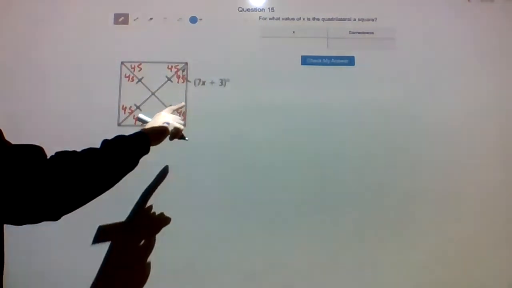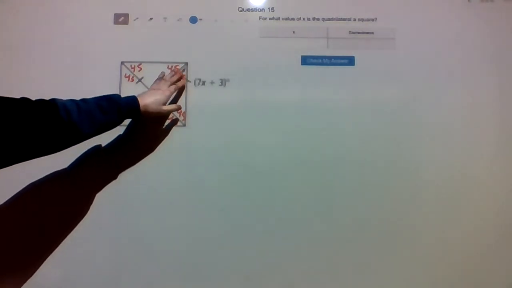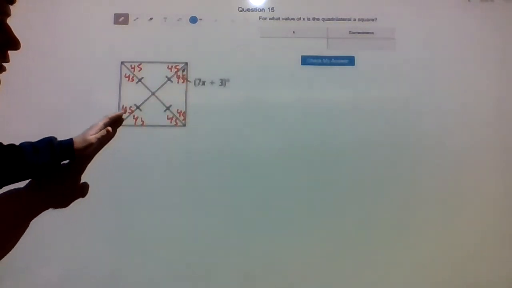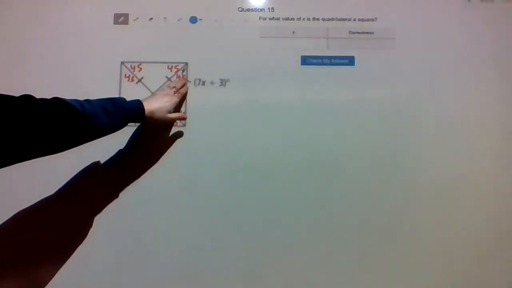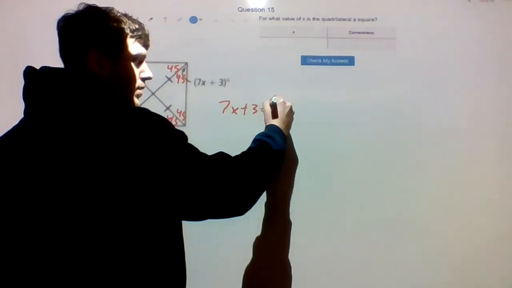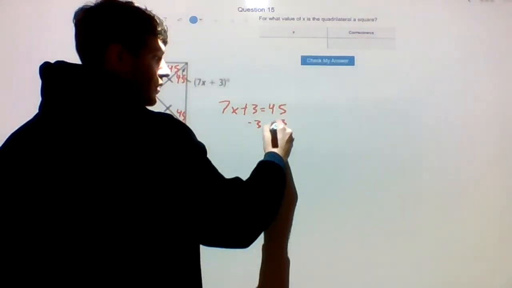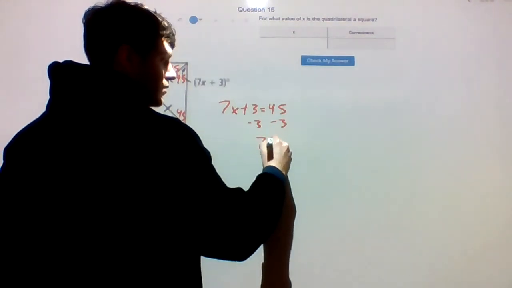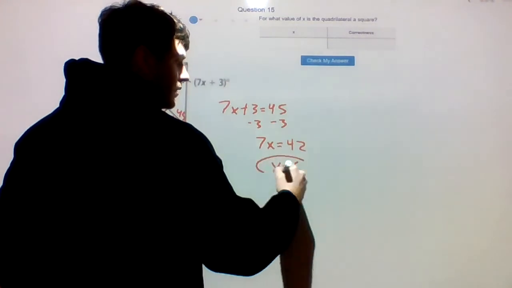Right, you have right angles, because it's a rectangle. Square is a rectangle, so these add up to 90. Right angles in the corner. And since it's a rhombus, you're bisecting those 90-degree angles, so 45, 45. So we know 7x plus 3 is 45. So we subtract 3. We get 7x equals 42. So x is going to be equal to 6.